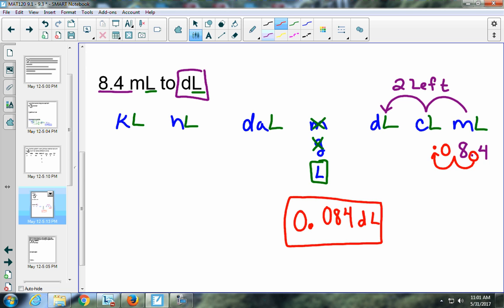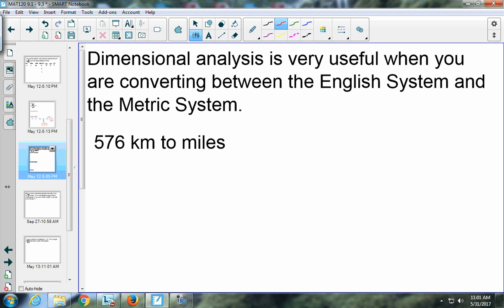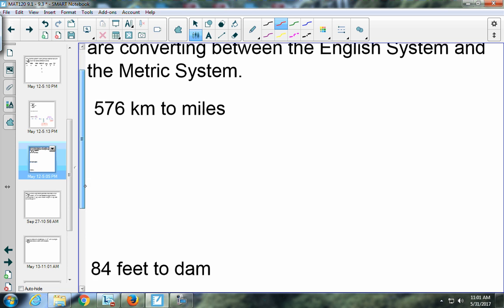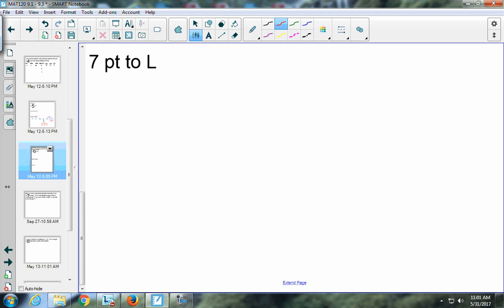The next example we're going to look at is the last one on the next page. We're going to use dimensional analysis to go back and forth between the US system and the metric system. So if we look at this example, they are asking us to go from 7 pints to liters. The issue is there's no direct conversion from pints to liters. So there's 2 ways that we could approach this. Because the only way to get to liters from the US system is to get to quarts first.